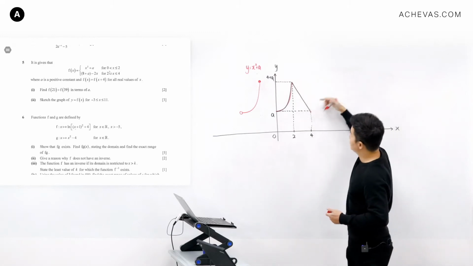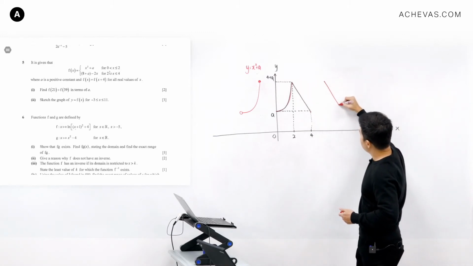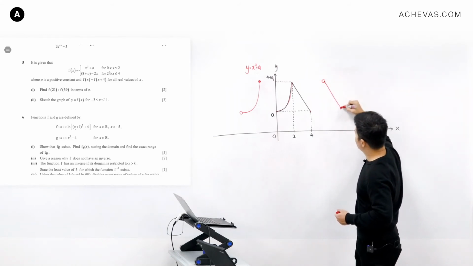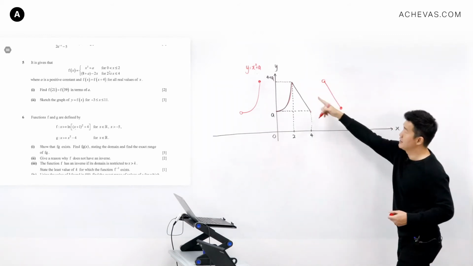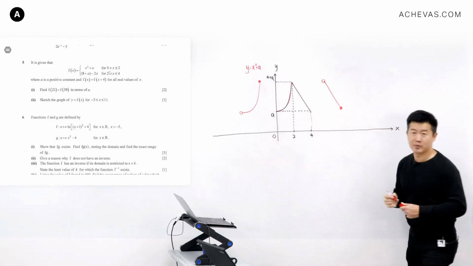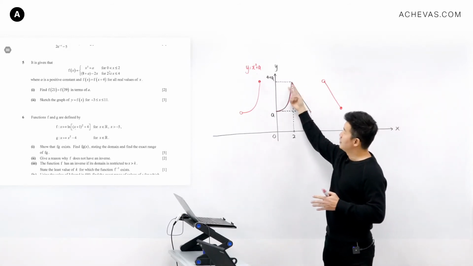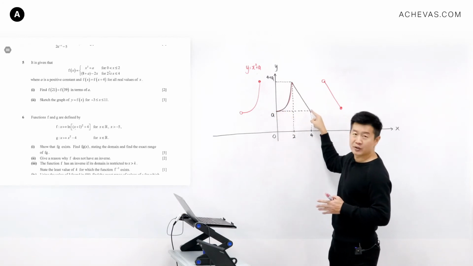As for this linear line, according to the question, it is supposed to be strictly bigger than 2 and less than or equal to 4. So it is supposed to be a hollow dot here and a solid dot here. So what should I do, especially at this point? Here I can still put a hollow dot. Here I can still put a solid dot.